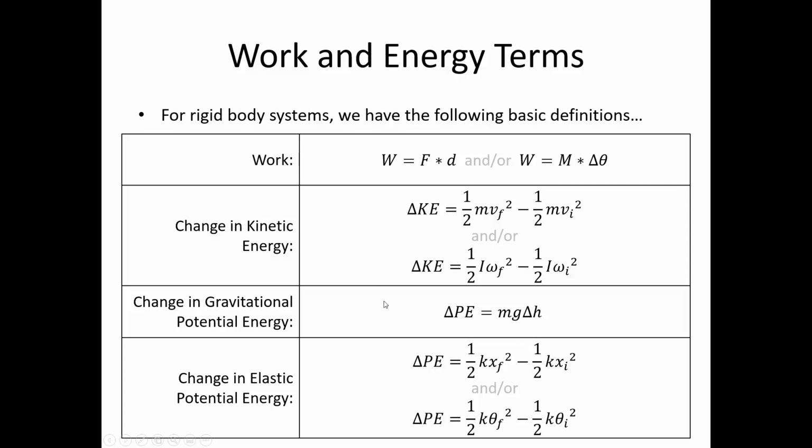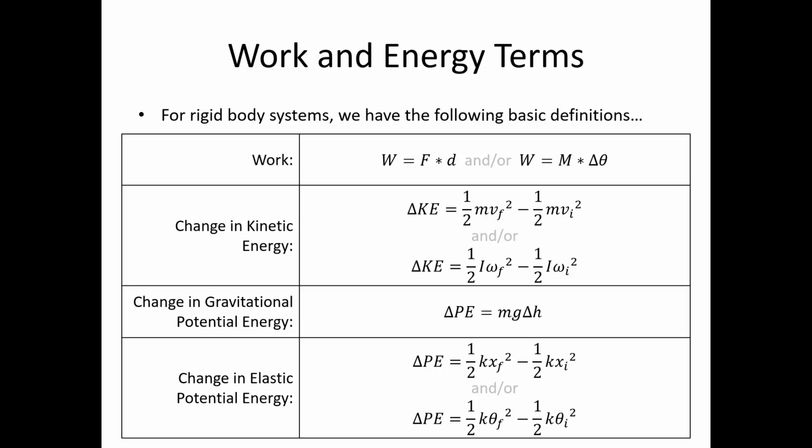For gravitational potential energy, we still just have one term, mg delta H. Do make sure that the change in height, that delta H, is the change in height of the center of mass of your body for these rigid body systems. An increase in height is positive, a decrease in height is negative.